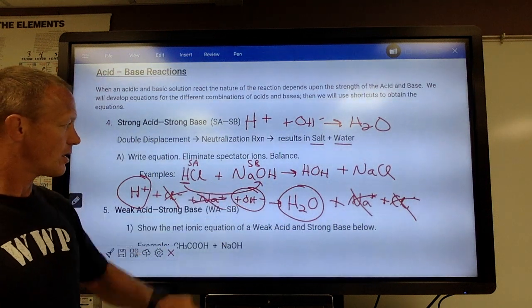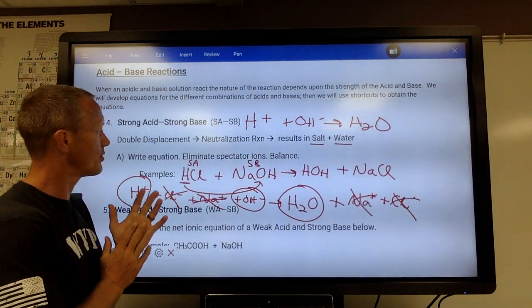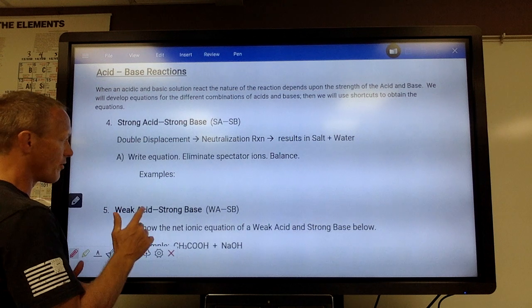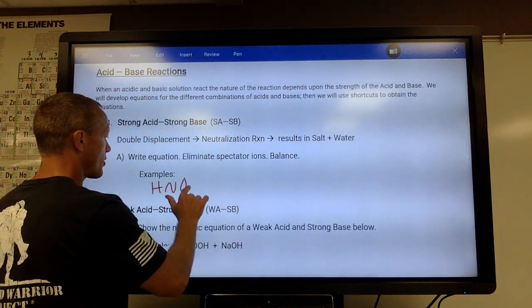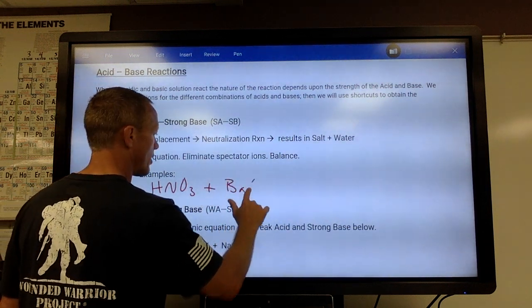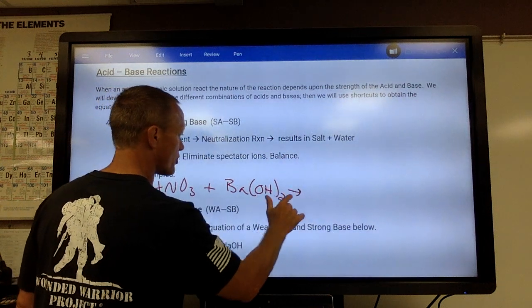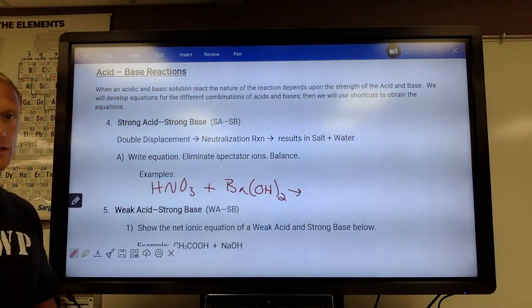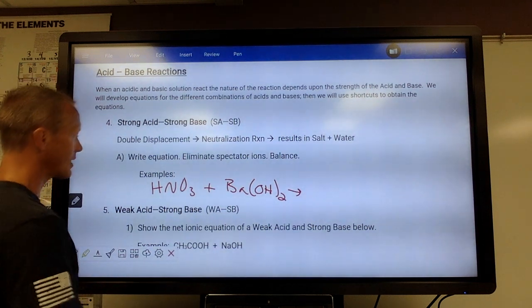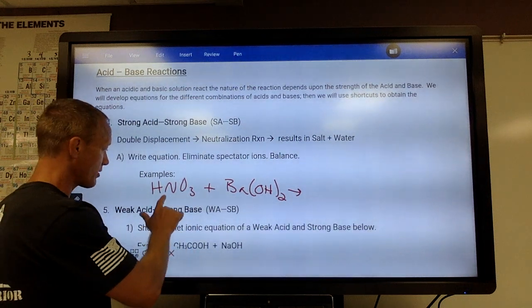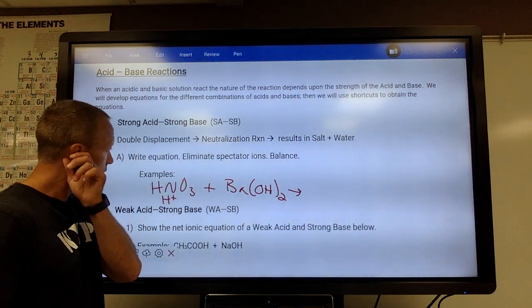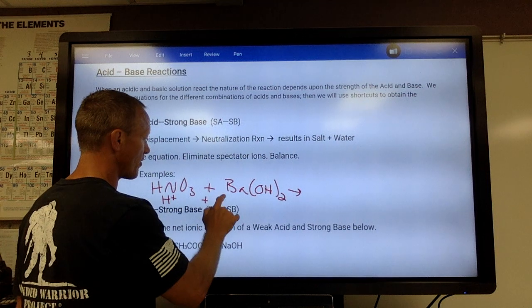And your spectators would be your cations and anions that were in the 2 acids and bases at the beginning. So if we erase that, another example would be like if we had HNO3 plus barium hydroxide, which is also a strong base. Strong acid, strong base. So what you'll learn here as we go, whenever you have a strong acid, the reacting species is always H plus ions in every reaction. So we can always ignore the anion part of it. And for a strong base, the reacting species is always OH negative.